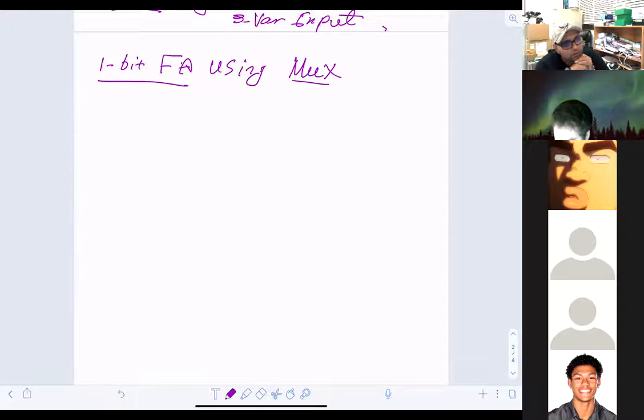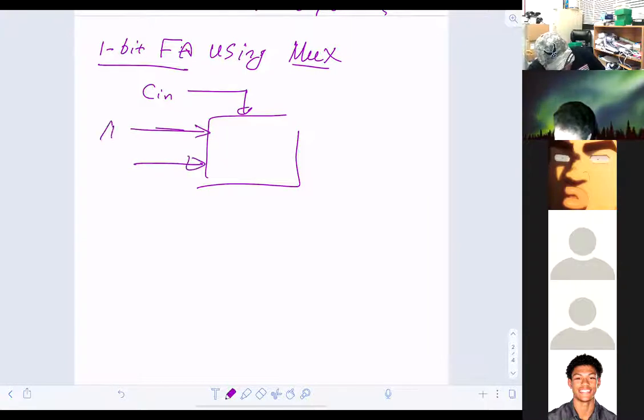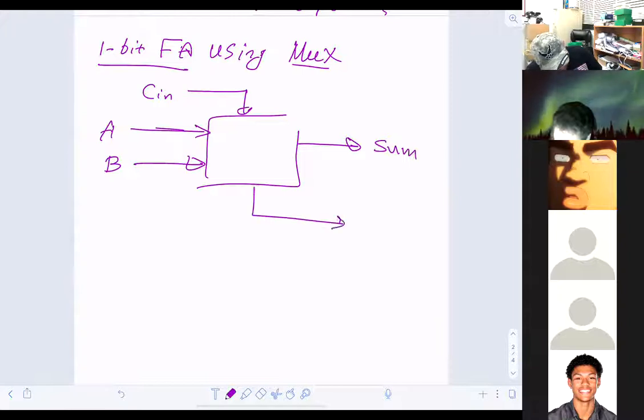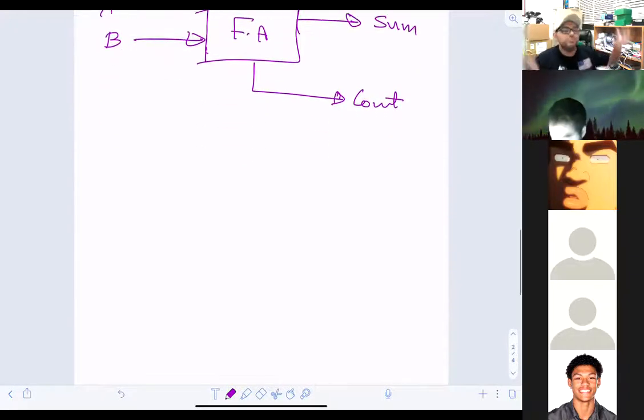So if somebody tells you 1-bit full adder, that reminds you of a circuit that has carry in, and it has 2 operands, which are A and B, and the output will be sum, and the other output will be carry out, and that's called a full adder. Do you guys agree with me? Do you remember this one or not? How many remember that? Yes, I do. Okay, it's crystal clear in my mind right now.